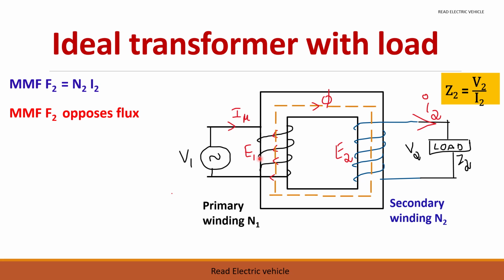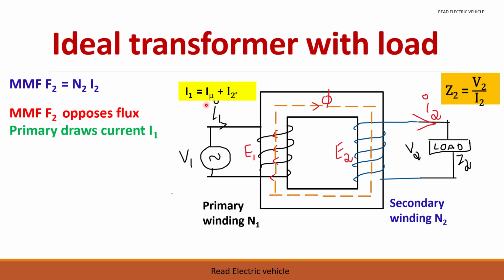As E1 tries to reduce, the primary current will increase, because we know V1 and E1 are equal. So this current will increase to compensate for the demagnetizing effect of the secondary current. Now instead of I mu, the current has become I1, which is equal to I mu plus I2 dash. Previously we saw that I mu is the no load current. Now we need some additional current which will be opposing the effect of the secondary current.